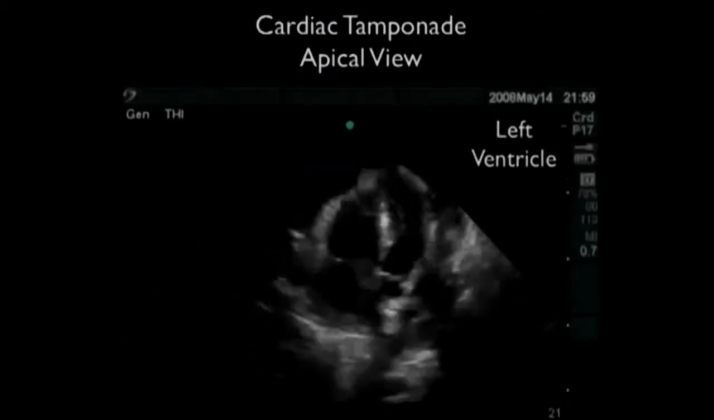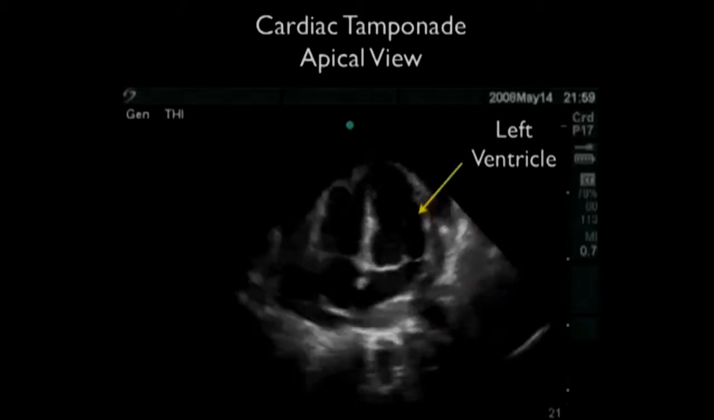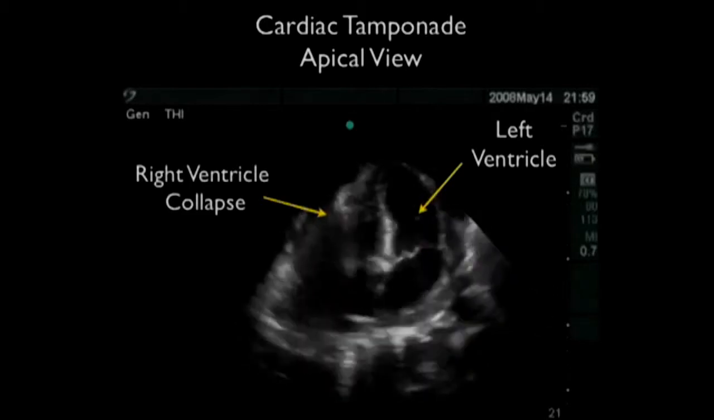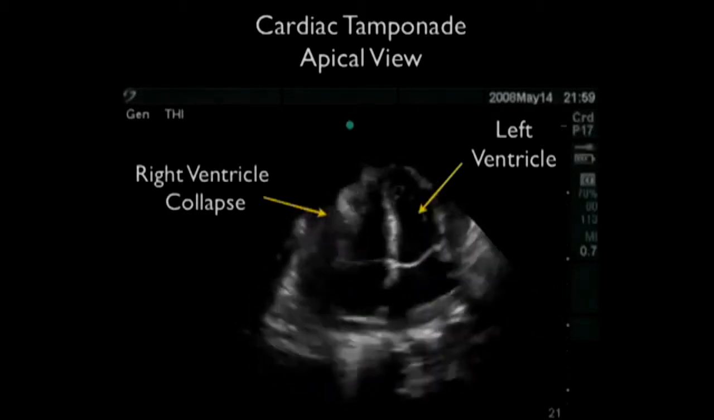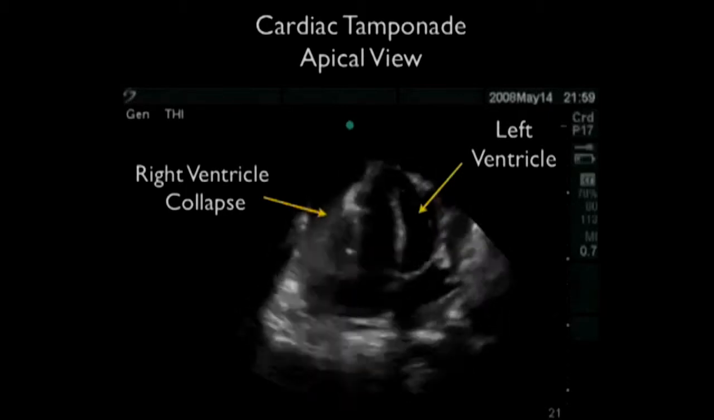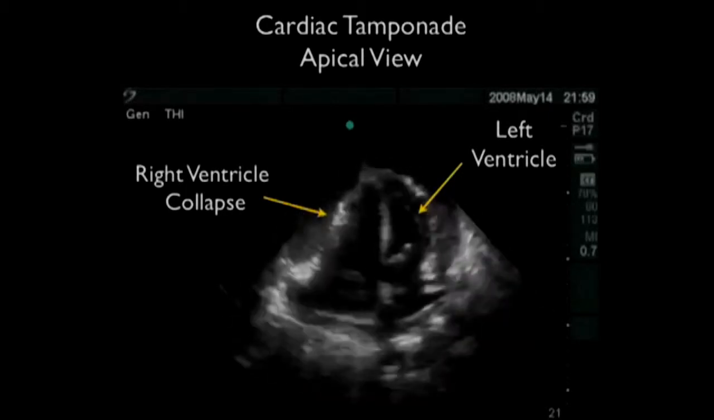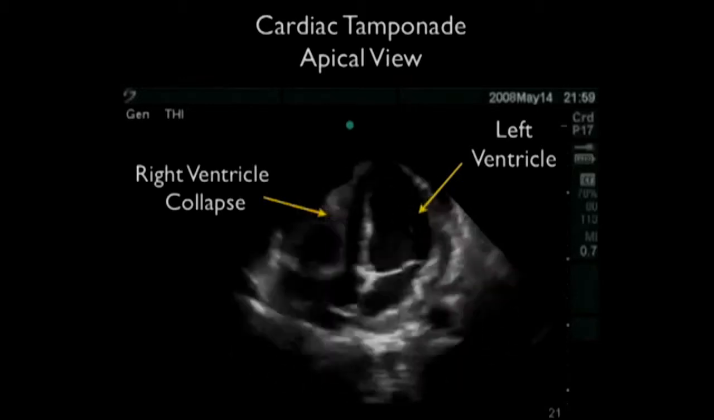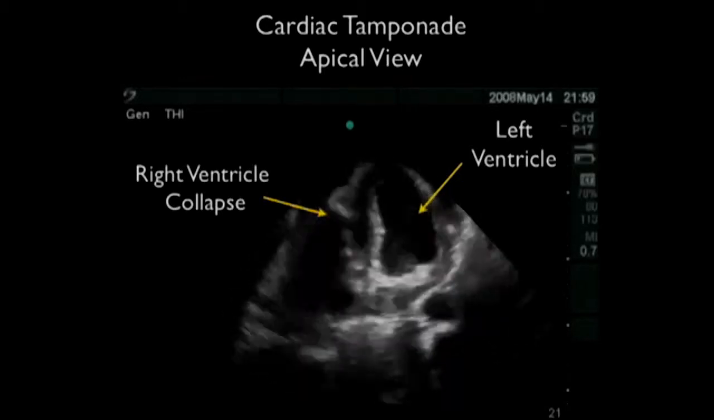You will notice the heart swinging back and forth in the pericardial effusion. This gives rise to a phenomenon known as electrical alternans, or different sizes of QRS in the EKG. Let's look specifically at the right ventricle. Notice that it caves in during diastole due to the high pressure in the pericardial sac. This is indicative of advanced cardiac tamponade. If we see this in a patient's echocardiogram, we're going to need to do a stat pericardiocentesis procedure.